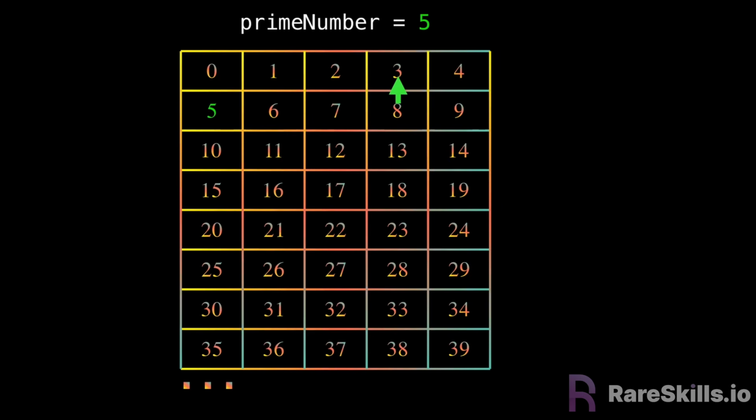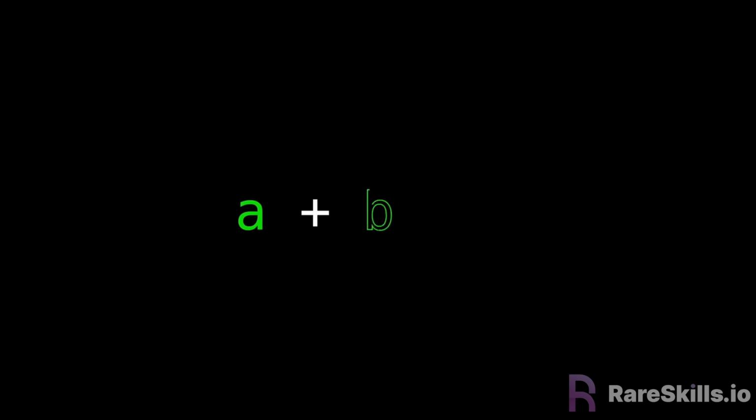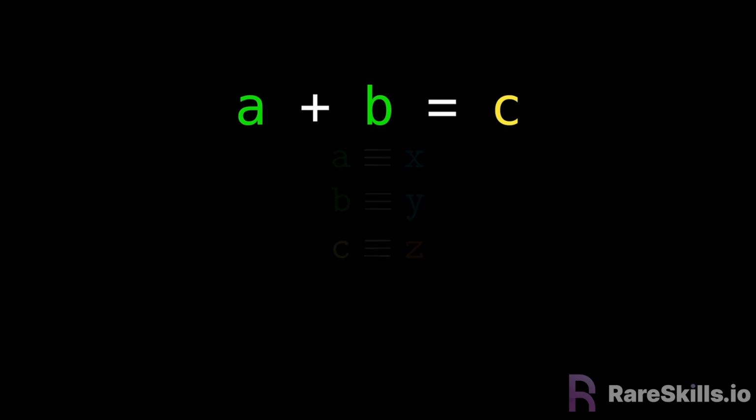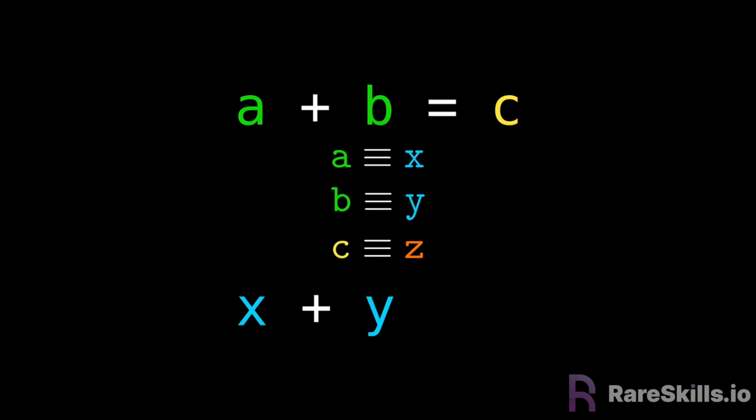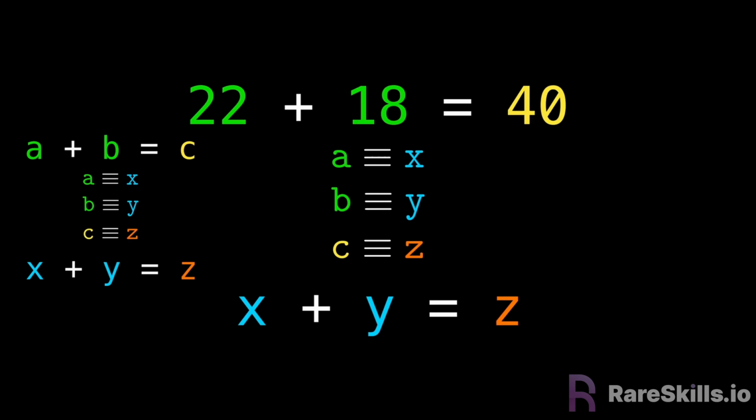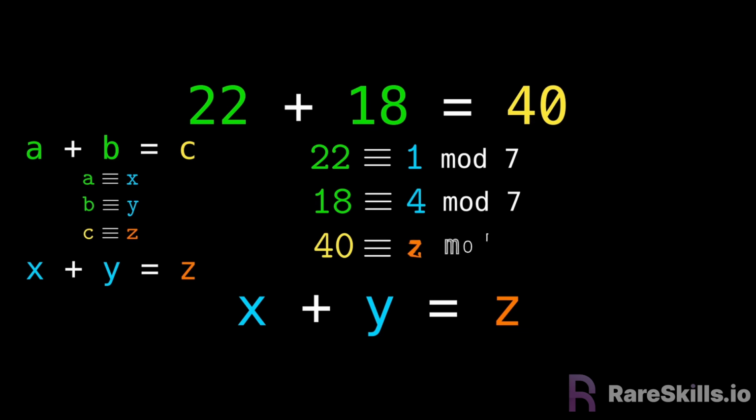Here is the first rule of modular arithmetic. If A and B add up to C, then the number congruent to A added to the number congruent to B equals the number congruent to C. Let's see some examples. 22 plus 18 is equal to 40. We also have that 22 is congruent to 1 modulo 7, 18 is congruent to 4 modulo 7, and 40 is congruent to 5 modulo 7. And it is obvious that 1 plus 4 is equal to 5.